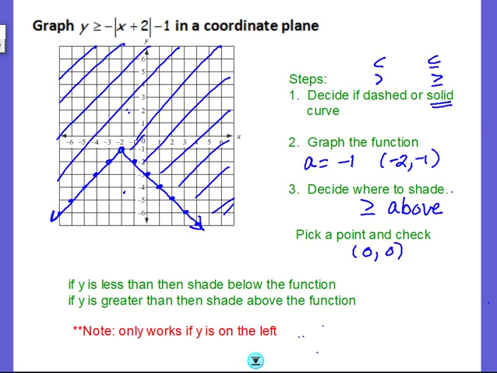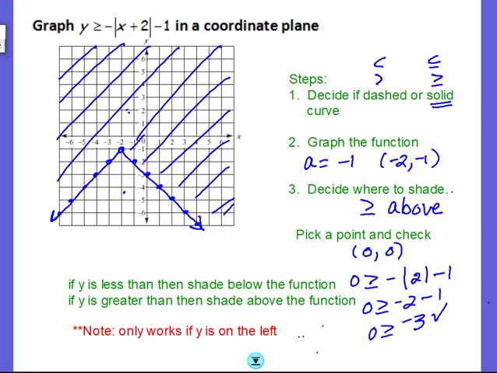Alright, let's plug it into our inequality and see if we make a true statement. So 0 greater than or equal to the opposite absolute value of 0 plus 2 is 2, minus 1. Absolute value of 2 is 2, but the opposite of 2 is negative 2, minus 1. Negative 2 minus 1 is negative 3. 0 is greater than or equal to negative 3. That's a true statement, so we shaded it correctly.